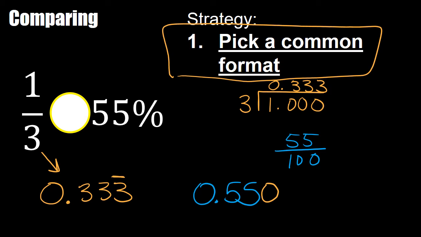And then let's go ahead and compare the place values here. And so I'm going to start in the ones place. Those are exactly the same. So I'm going to go over to the tenths place. So in the tenths place, I notice that 5/10 is bigger than the 3/10 that I have. And so for this problem, 1/3 is going to be less than 55%.